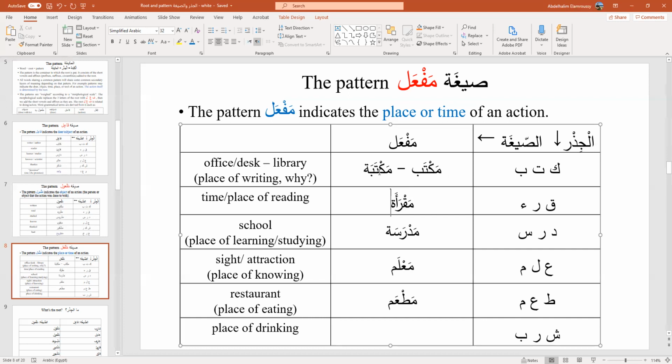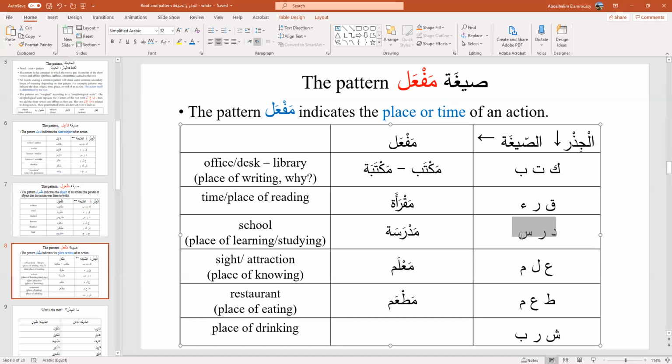So maktaba will be the place of writing or the time of writing. It can be used as well to indicate the time of writing. Maqra'a will be the place or time of reading. Madrasa will be the place or time of studying. So let's go over this one.